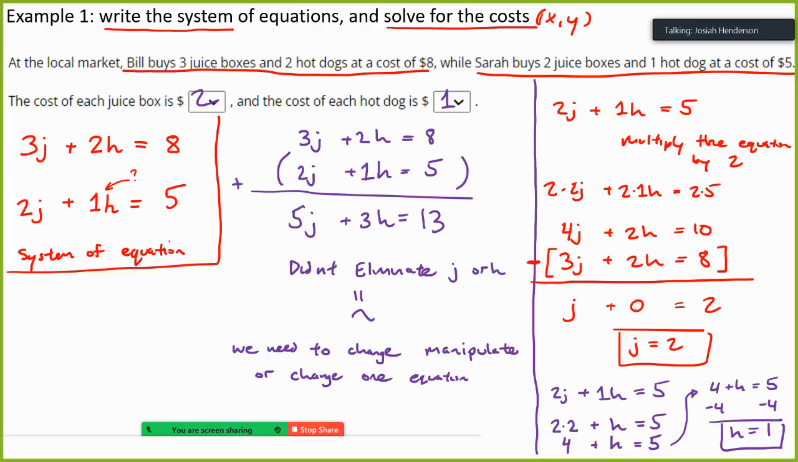Okay, I'm going to wait just a few moments in case people are writing, and if you need more time, just let me know. But then we're going to look at another example where we are given the equations from the beginning. So not a word problem, just like a straight systems problem.